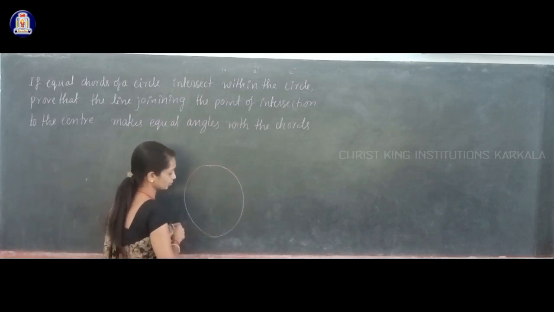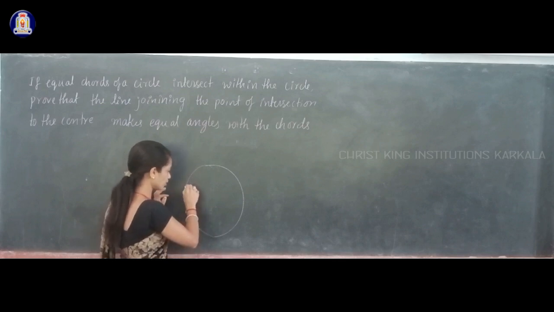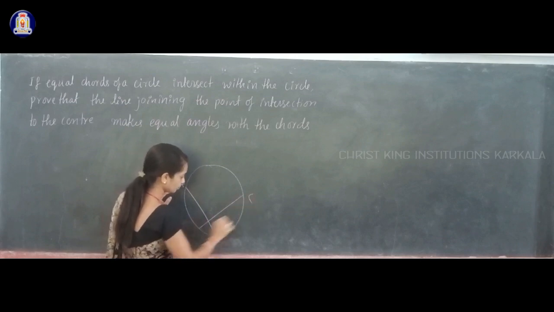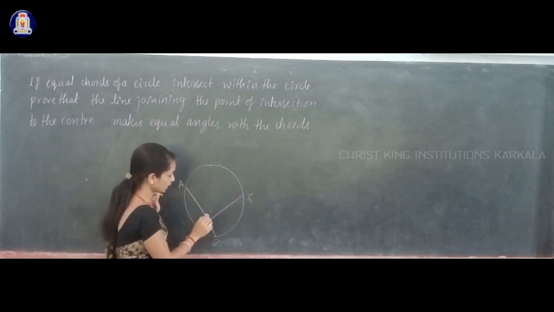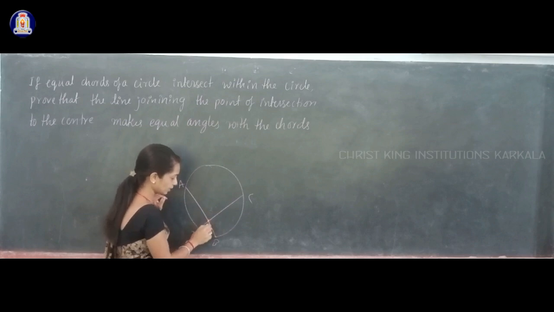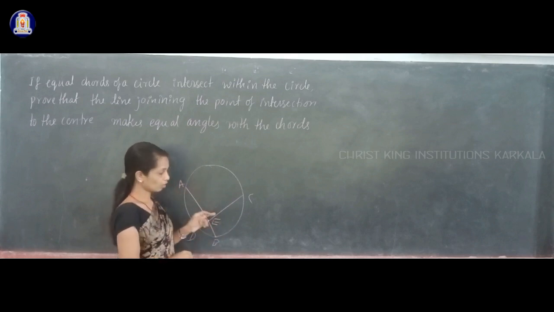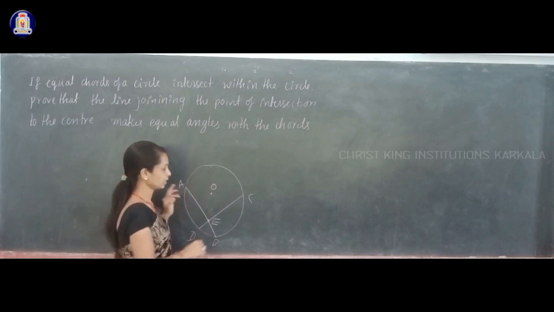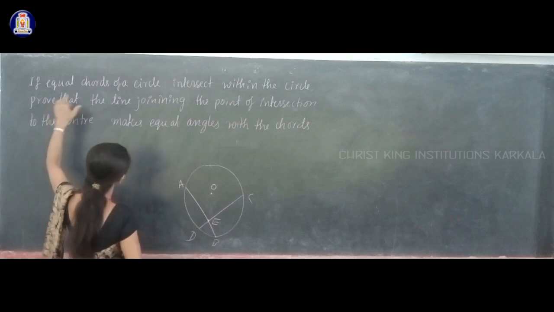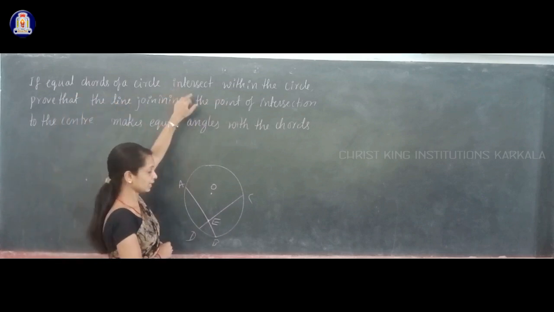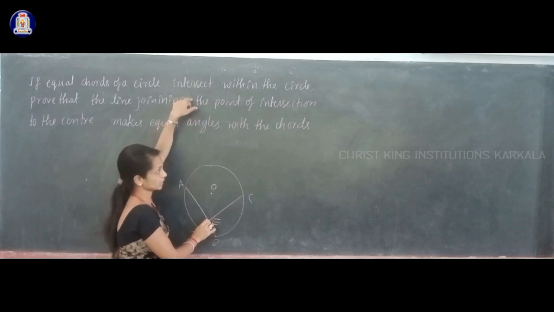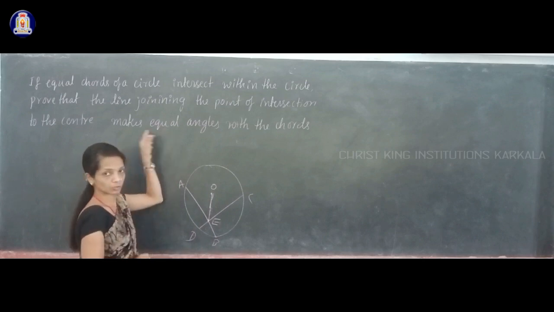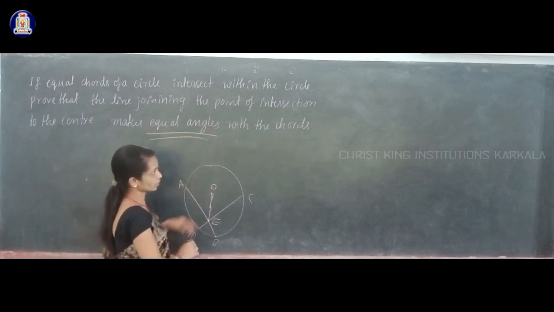Suppose you draw one circle, and you take two equal chords, AB and CD. We can see these two equal chords intersect within the circle, and I'll take that point of intersection as E. Suppose O is the center of the circle. Then you have to prove that the line joining the point of intersection, that is E, to the center makes equal angles with the chords.